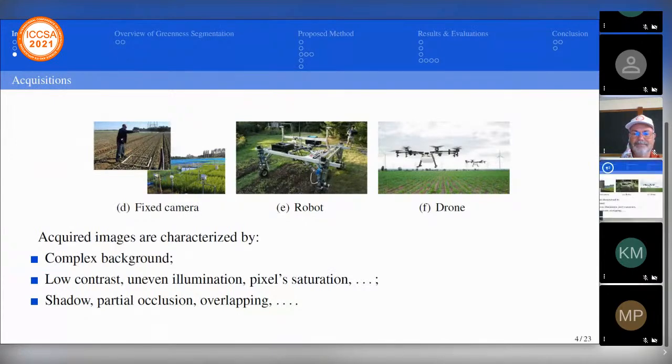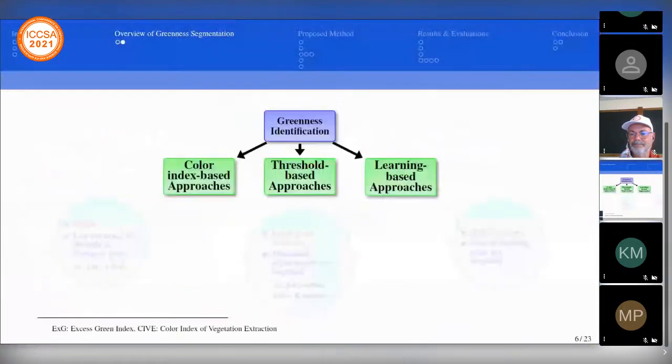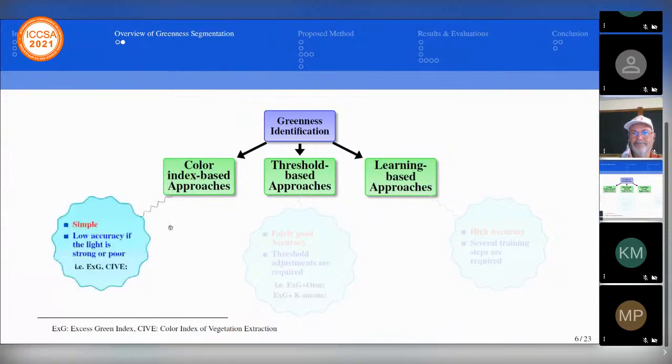Let's present a global overview of greenhouse image segmentation. Over the years, several greenhouse segmentation techniques have been proposed. They are classed in three groups. The first one, called color index based approach, is based on a transformation of the three-channel RGB image to a single channel image that highlights as much as possible the greenness. This class has a direct and simple implementation. However, it has low accuracy if the light is strong or poor.